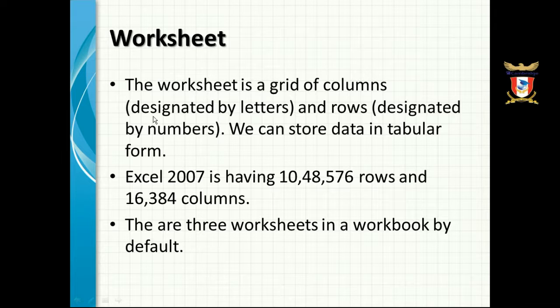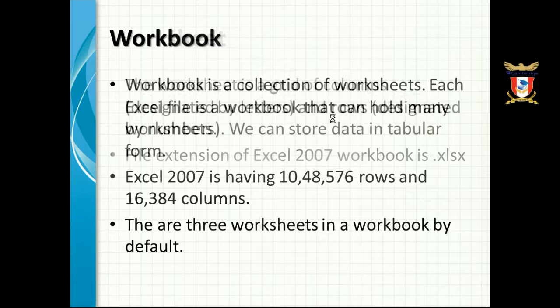A worksheet is a grid of columns designated by letters and rows designated by numbers. We can store data in tabular form. Excel 2007 has 10,48,576 rows and 16,384 columns. There are three worksheets in a workbook by default. So that means a worksheet is a grid-like structure, and by using a worksheet we can store the data in tabular form. Each column of a worksheet is addressed by a letter and each row is always addressed by a number.